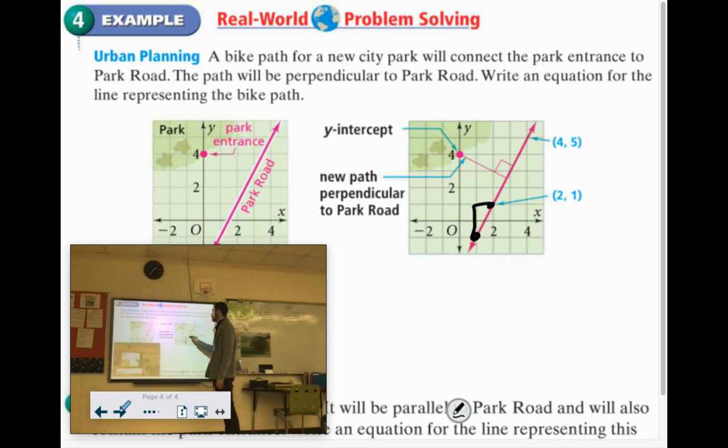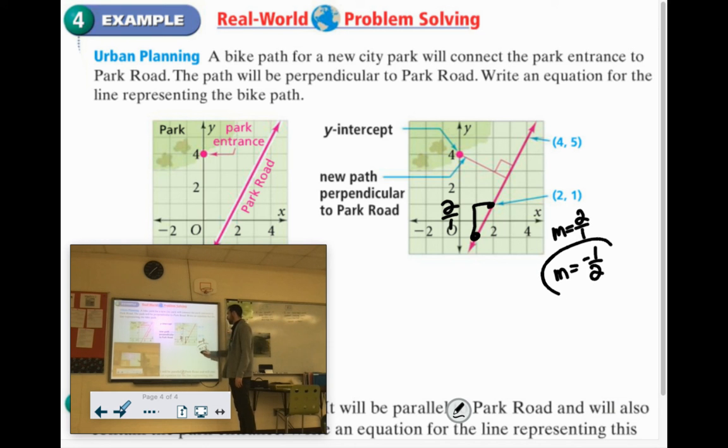That's up 2 over 1. So the original slope was 2 over 1. Our new slope, you flip it and you make it the opposite. So our new slope will be negative 1/2. We also need the coordinate. The coordinate for the new park would be at (0, 4), the park entrance.